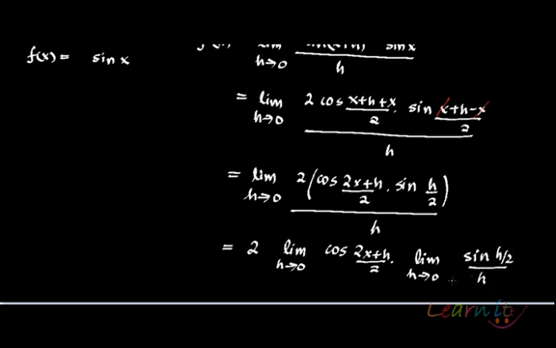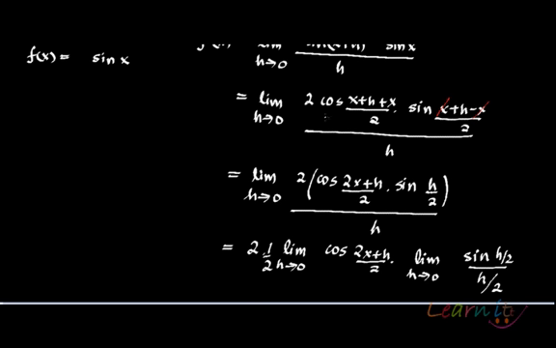In order to use the limit formula, the limit as x tends to 0 of sin x over x equals 1, here we have sin(h/2) by h. To make this equal to h/2 in the denominator, you have to multiply and divide by 1/2. So it is 1/2 here, and you multiply by 2 here.